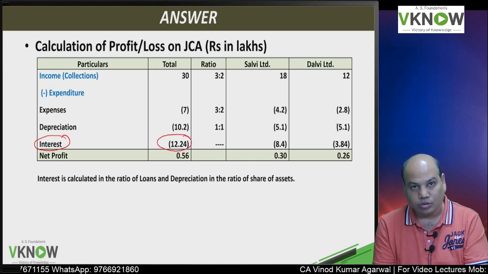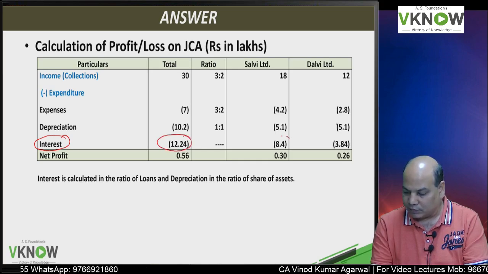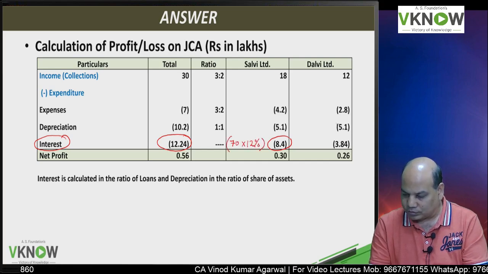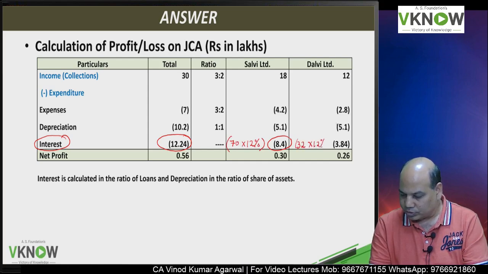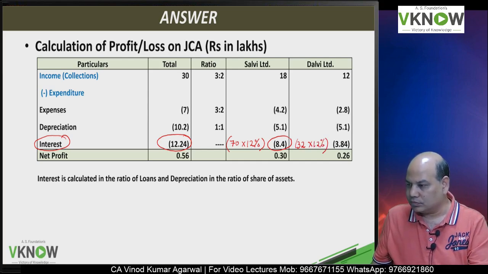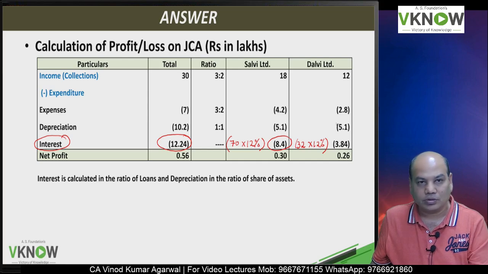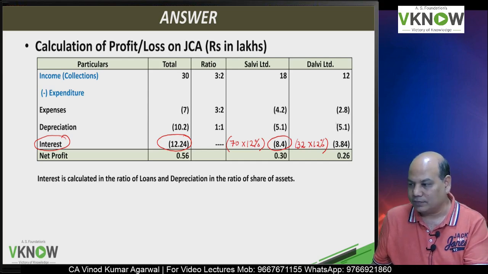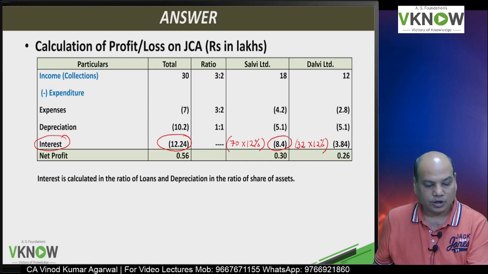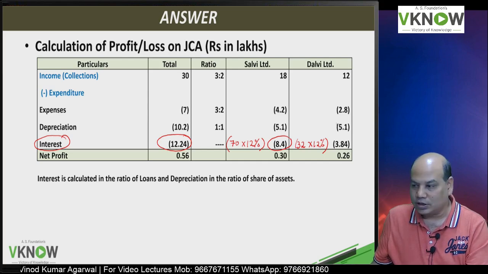Total interest 12.24. Salvi will pay 70 lakh into 12%, that is 8.4. Dalvi will pay 32 lakh into 12%, that is 3.84. Each party will pay interest on the loan which they have taken themselves. Is it right?